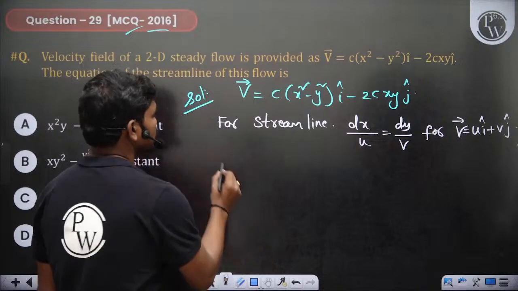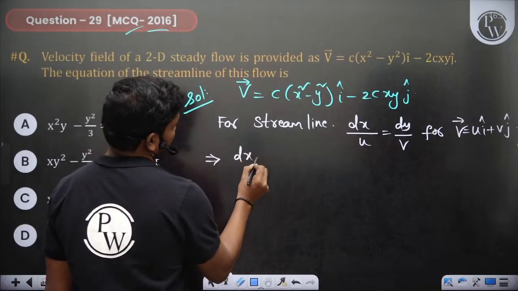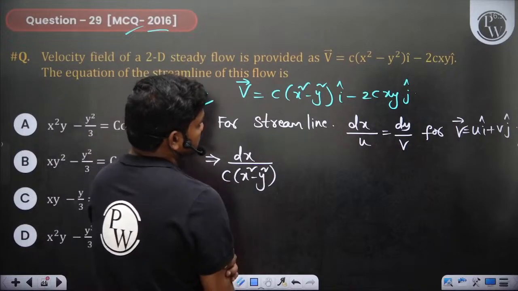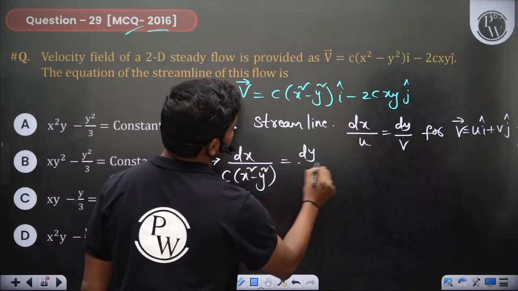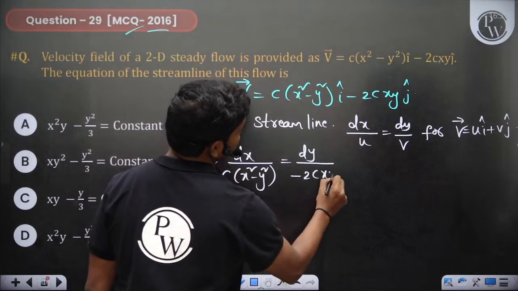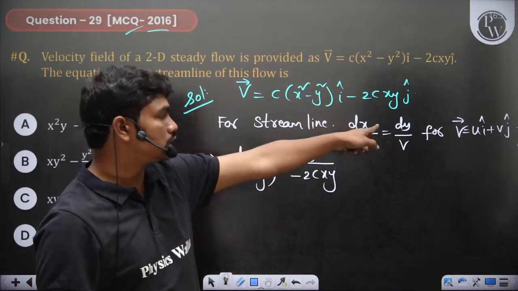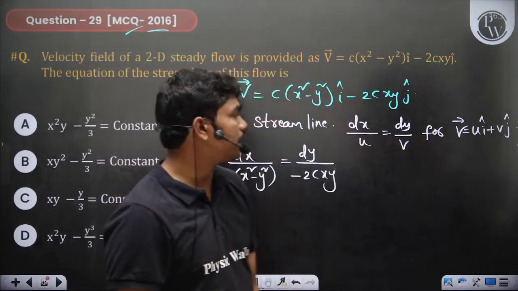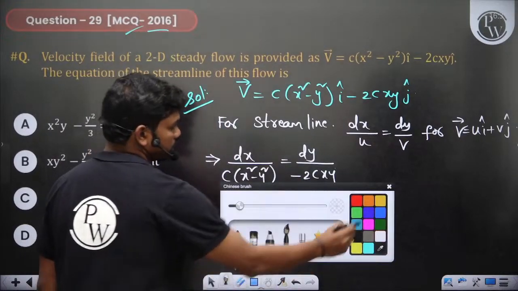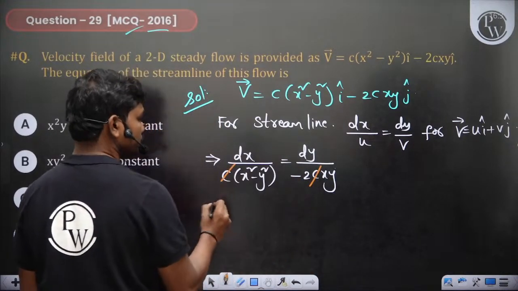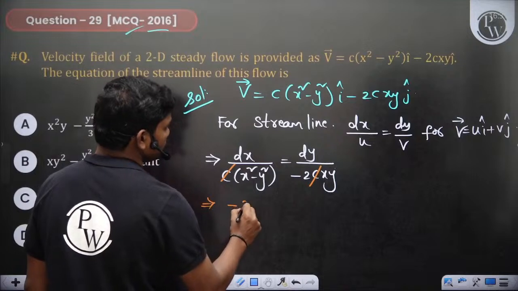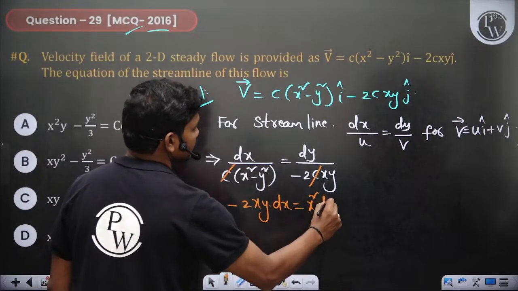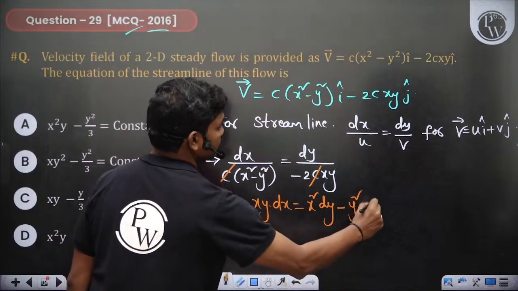So let's substitute. dx by this is equal to dy by minus 2cxy. This minus sign you should take, because when you define the velocity vector, it's a plus sign after ui plus vj. Now you have dy by this, so c gets cancelled. So if you see, minus 2xy dx is equal to x square dy minus y square dy.